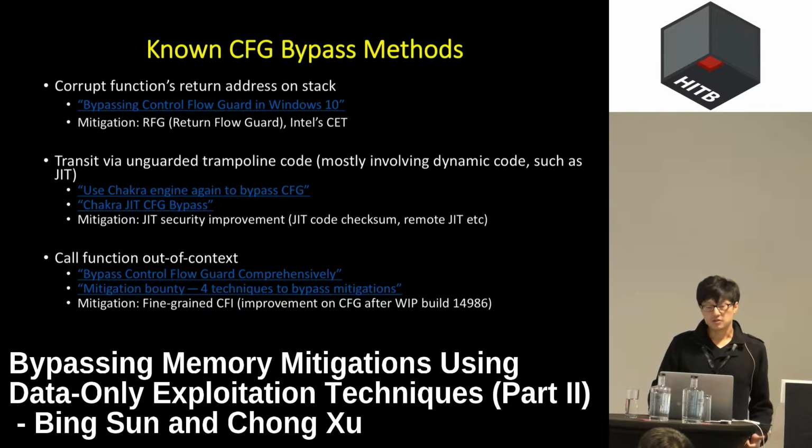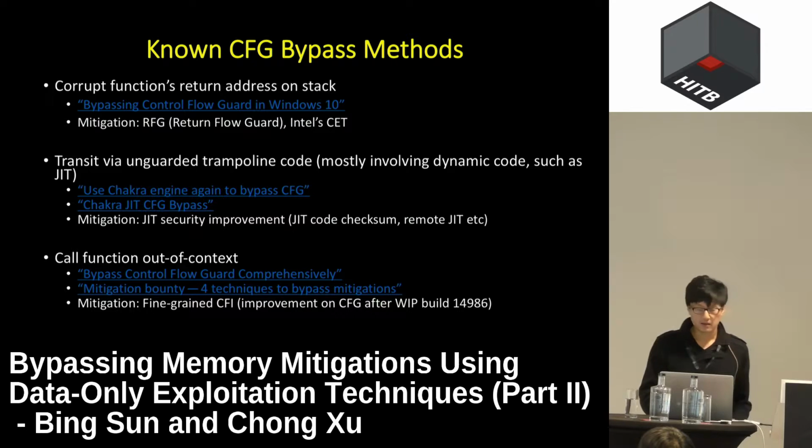Here are some major CFG bypass methods. It may not be a complete list. First, bypassing CFG through return address corruption. This is a known limitation of CFG, so it was commonly used in hacking contests as well as some real-world attack scenarios. This bypass relies on knowing where the stack is located. Later, we'll show such an example of leaking the stack address using the data-only technique.